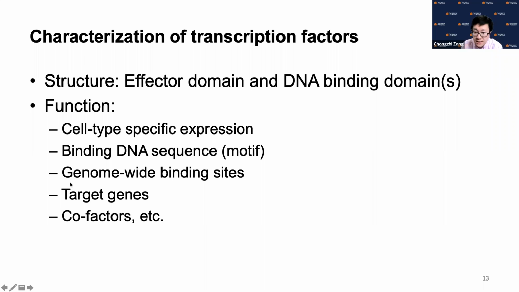Across the entire genome, each type of transcription factor can have many different binding sites. By binding at different regions across the genome, they can regulate many different target genes. And they can also interact with other cofactors and other protein molecules to play a role in regulating the whole chromatin structure and the gene expression program.